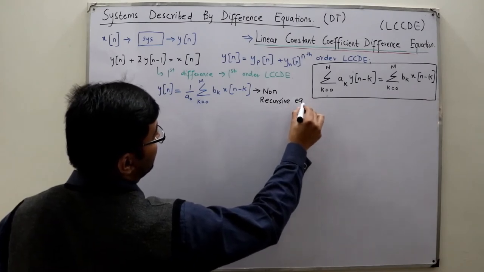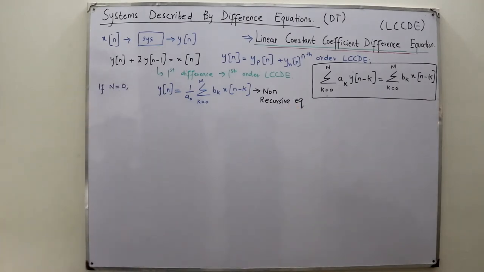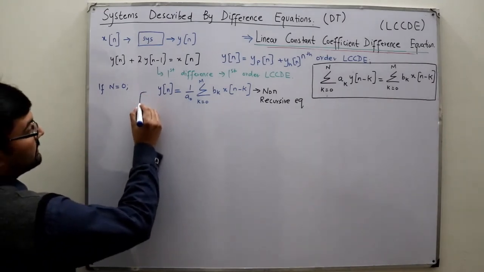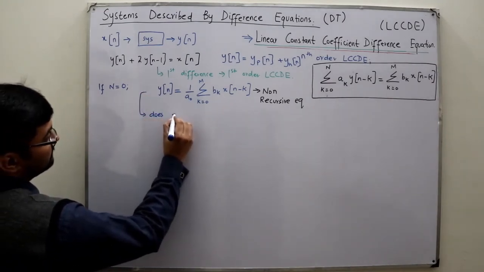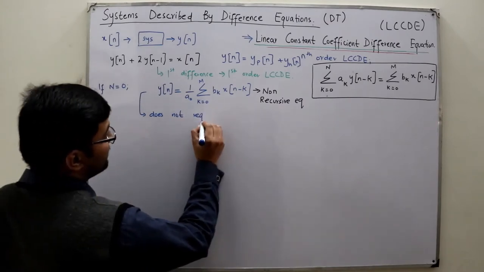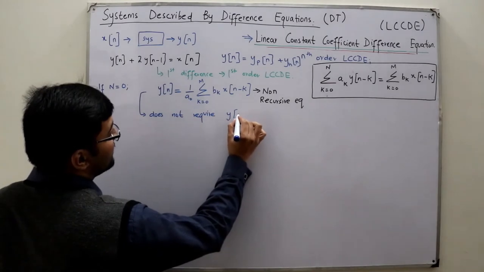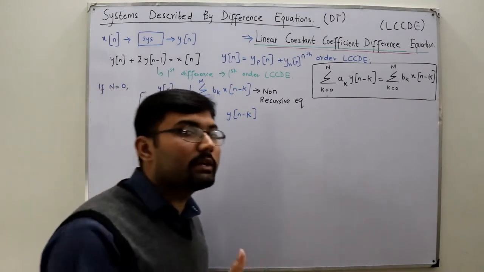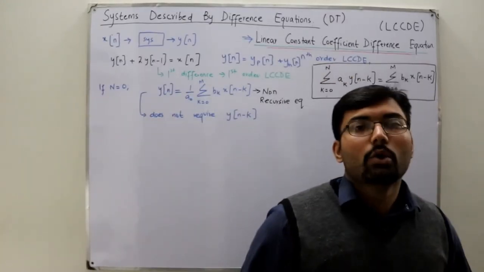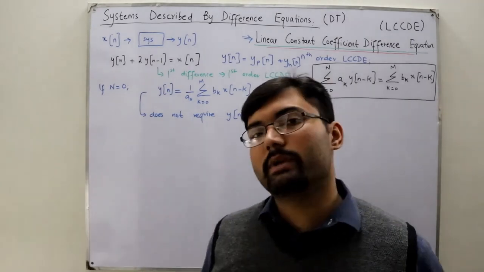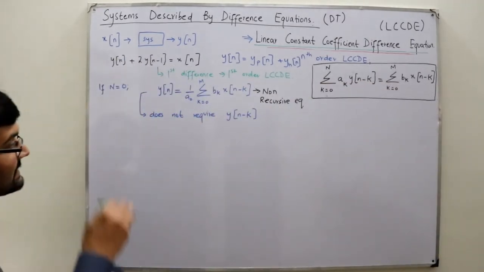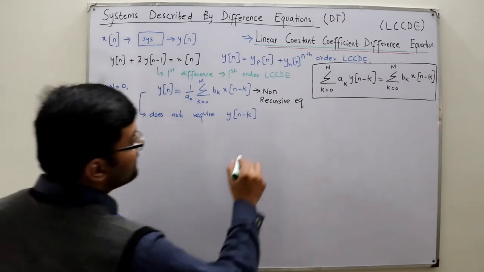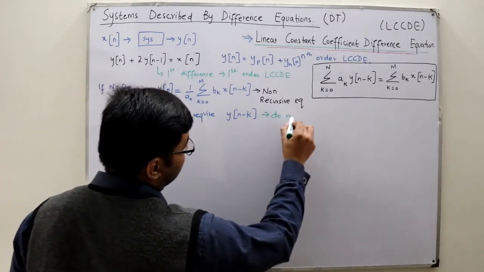Non-recursive equation. Fine. Now, the speciality of this non-recursive equation is that it does not require any y of n minus k. And y of n minus k was given from the auxiliary conditions. This was an extra information needed with the present values, with the present input, with the present output. Which means that in the non-recursive equation case, we do not require an auxiliary condition.